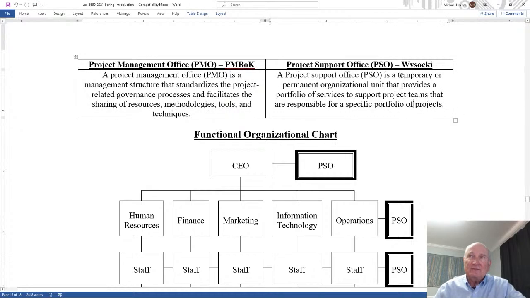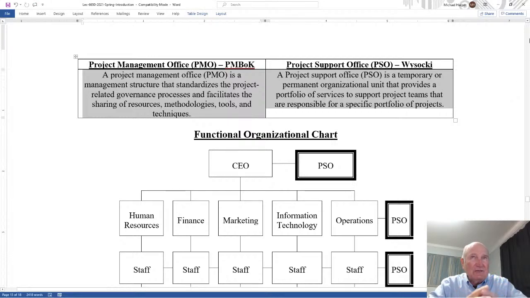A project support office is a temporary or permanent organizational unit. And notice a management structure, organizational unit, same thing, that provides a portfolio of services to support project teams that are responsible for a project portfolio of projects. And notice facilitate sharing of resources, support the teams. So first of all, it is a business unit, organizational unit, structural unit, and it's a support function. It supports to help. And notice the support and facilitate aspect of it.